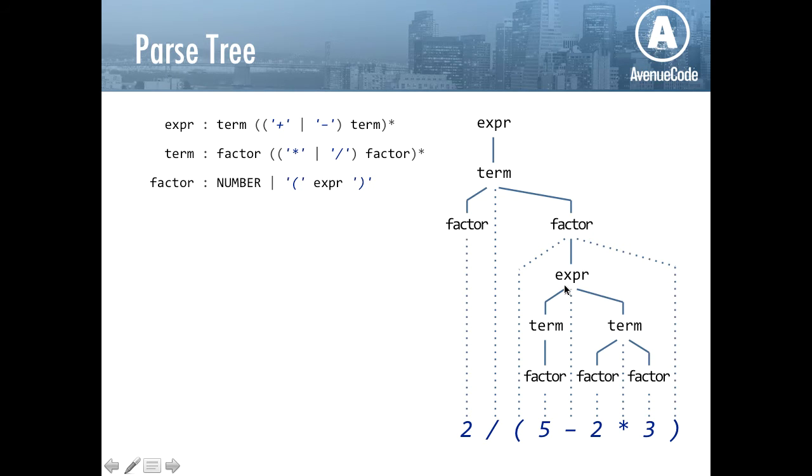Then this expr is replaced by term minus term. This term is replaced by factor and by number, because we can have term just being a factor, with this being repeated 0 or more times. And here this term is replaced by factor times factor, and each factor replaced by a number.